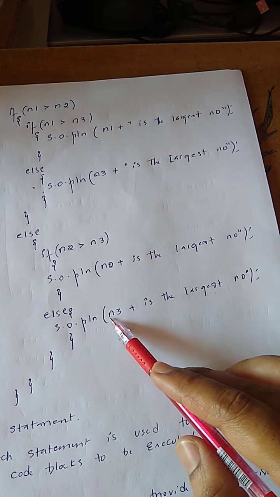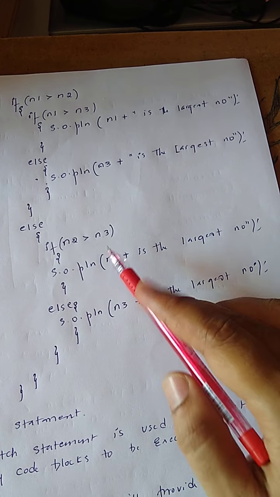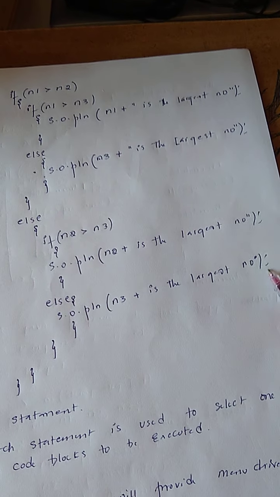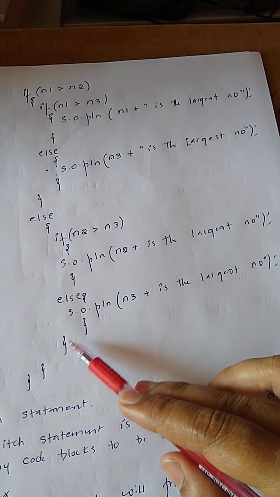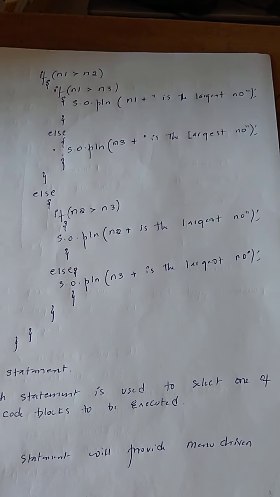Else, if this condition is false, it means n2 is greater than n1 but it's not greater than n3, therefore n3 must be the largest number. So I'm going to print that one. This is the end of your inner else part, this is the end of your outer else part, this is the end of your main, and this is the end of your class. Okay, just copy the program.